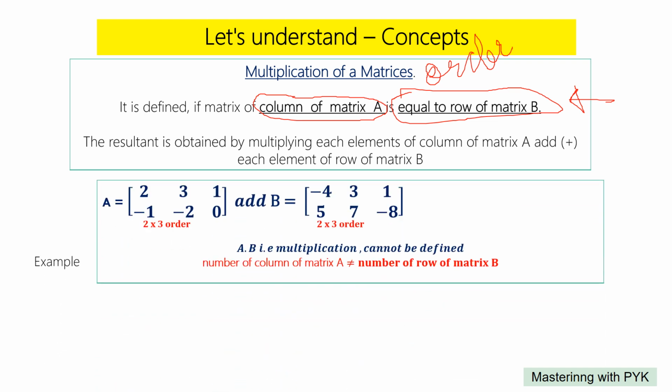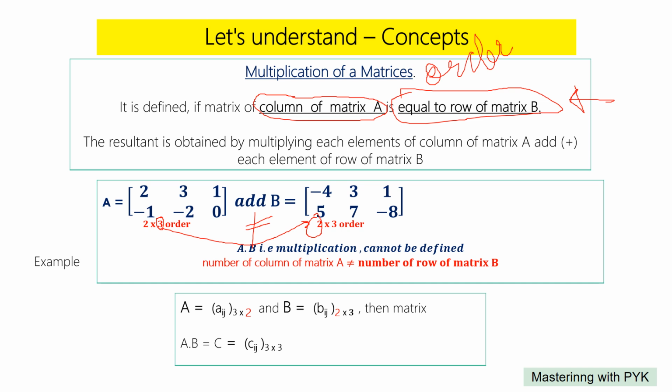So here in this example, you have matrix A and matrix B. It says add. So for adding matrices, what do we see? We see the order of the matrix. If it is the same, the addition is possible. But for multiplication, it is not possible here, as the columns of matrix A are not equal to the rows of matrix B. So here multiplication is not defined.